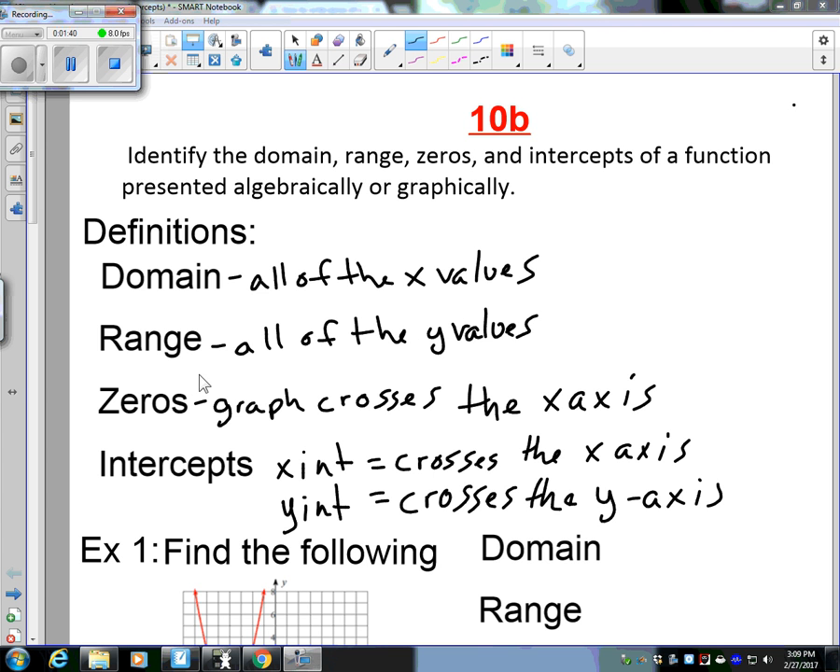Now you may think to yourself, what's the difference between zero and an x-intercept? Well, an x-intercept is written as a coordinate, wherever it crosses the x-axis. The y is always 0. When we say zero, it's implied that y is already equal to 0. So we're just going to write this as x equals a number. So you just write the number down.